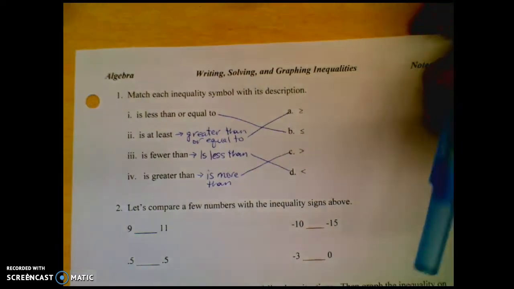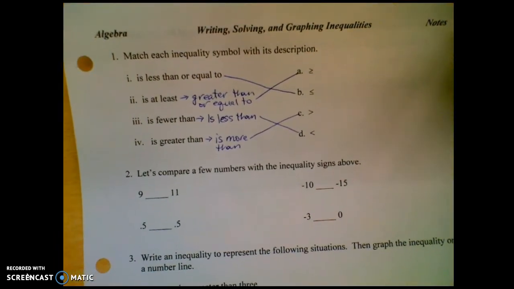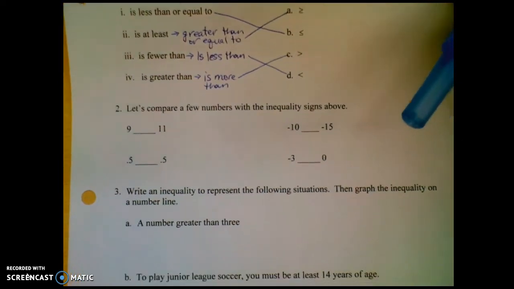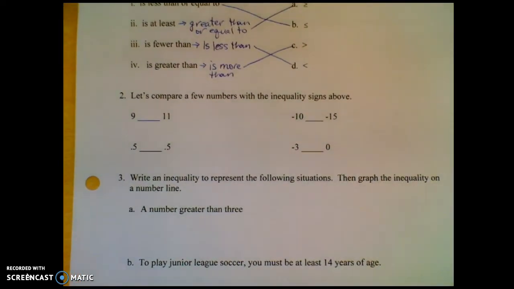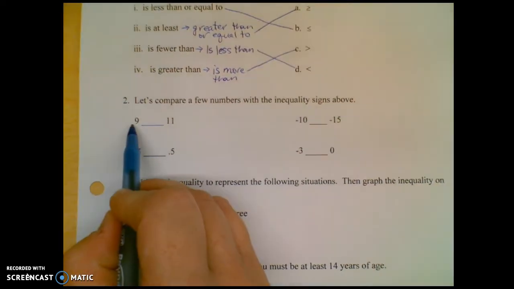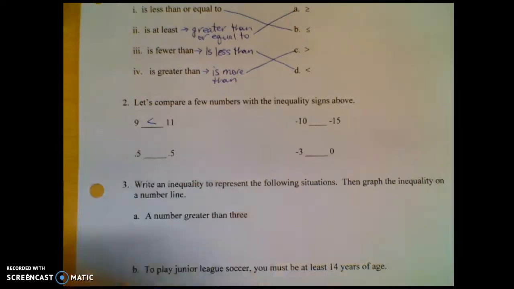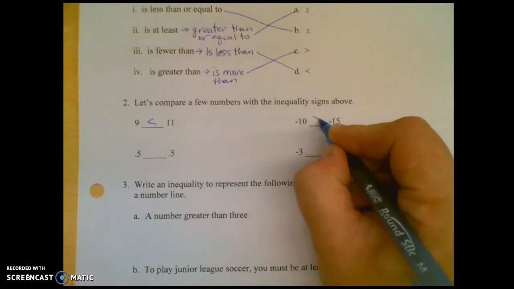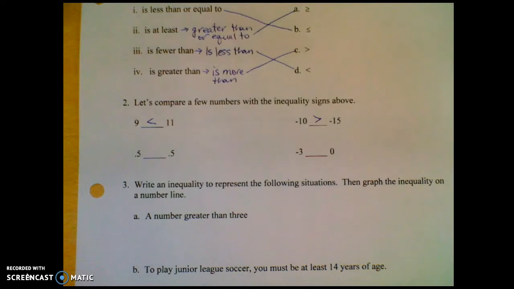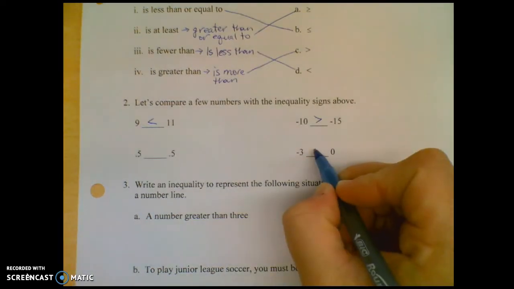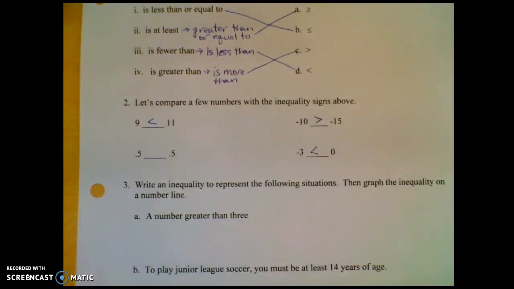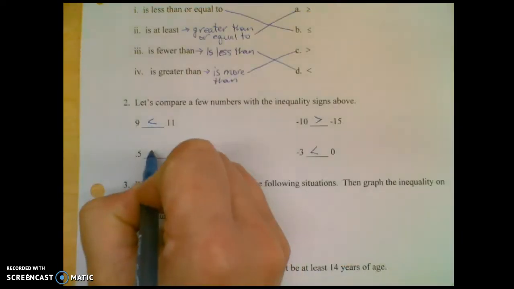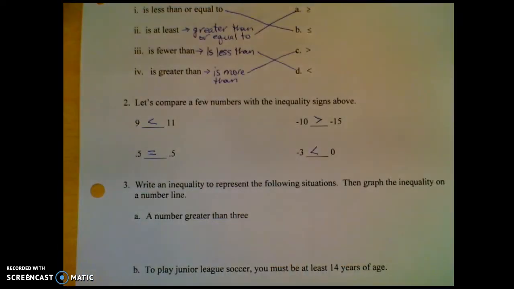Okay, we use inequality symbols for a couple of reasons, but mainly to compare numbers. So 9 is less than 11. Negative 10 is greater than negative 15. Negative 3 is less than 0. And then 0.5 is equal to 0.5.